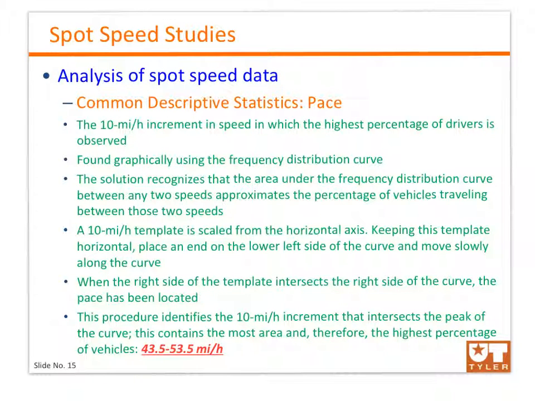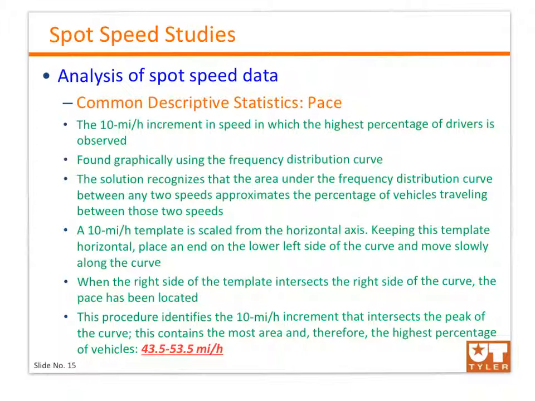Another common descriptive statistic is the pace. The pace is, as I said before, the 10 mile per hour increment in speed in which the highest percentage of drivers are going to be observed. It can be easily found graphically using the frequency distribution curve, not the cumulative one. The solution basically recognizes that the area under the frequency distribution curve between any two speeds approximates the percentage of vehicles traveling between these two speeds.